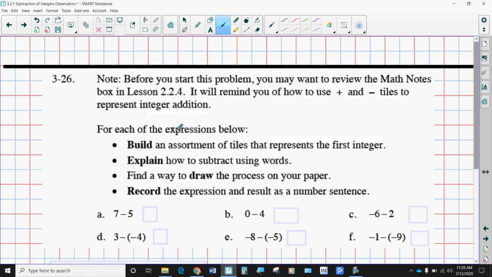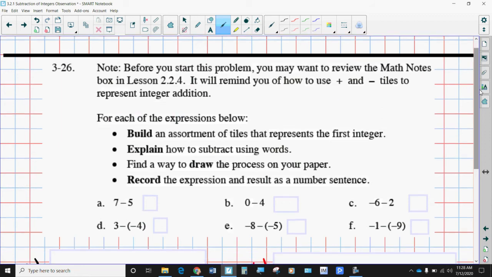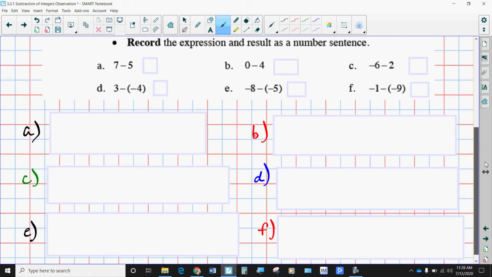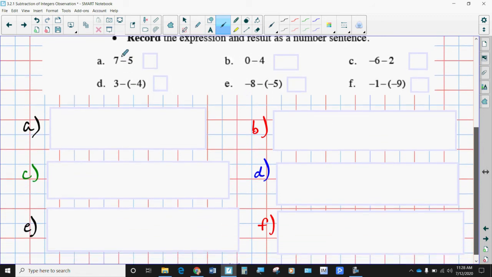All right, so what we're going to do now is you're going to copy down all 6 of these problems. Then I would like for you to construct the integer tiles. Draw the pictures. For instance, I'll do A for us. We started with 7 and we're going to take away 5. So that's 7 minus 5 positive tiles, right?